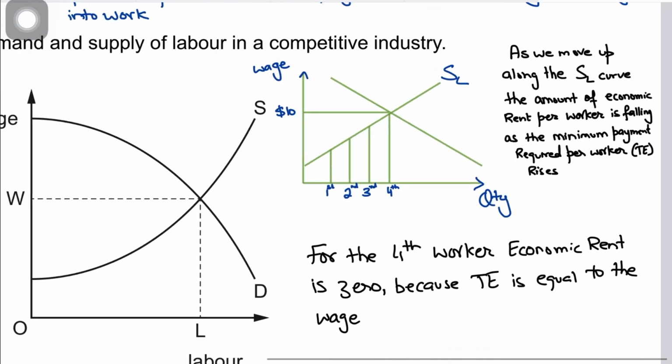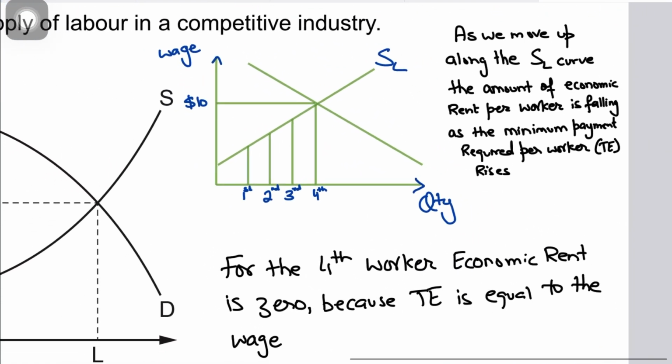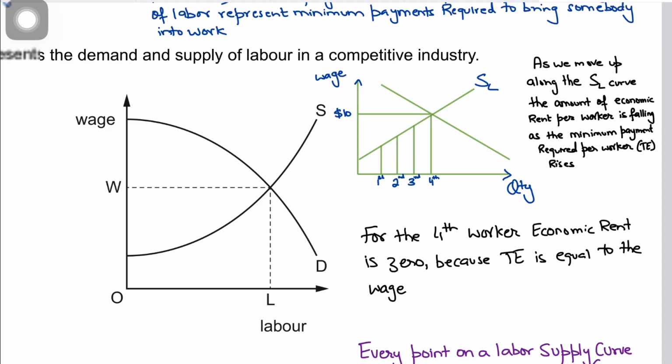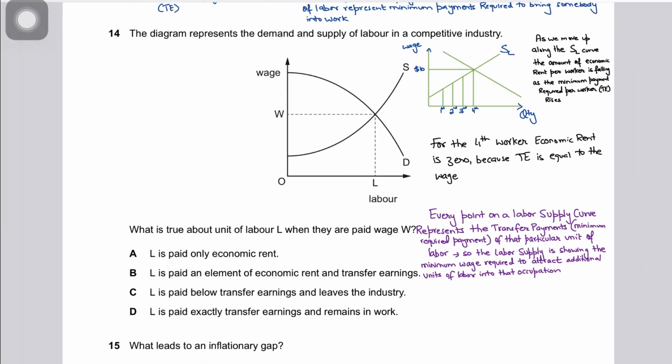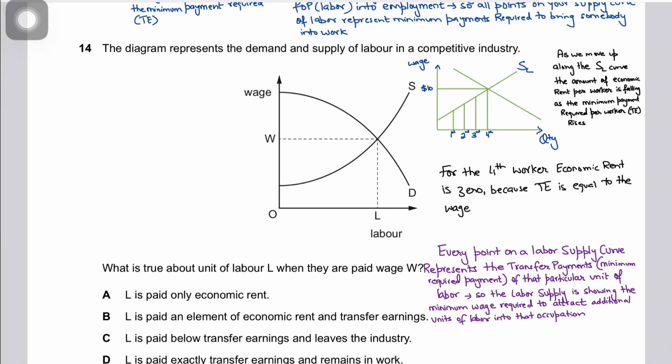So for the fourth worker, the economic rent is 0 because transfer earning is equal to the wage. And that is exactly the answer to this question as well. What is true about the unit of labor L when wage W is paid? The answer is D for David: L is paid exactly the transfer earnings and remains in work. He remains in work because the minimum required to bring him into work is W, and that is paid to him. That's a bare minimum for him, so he will work when he's paid the transfer earnings.